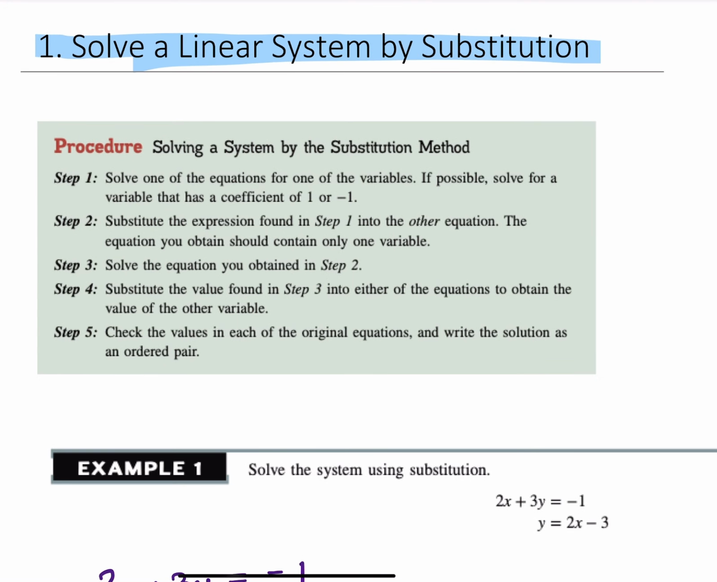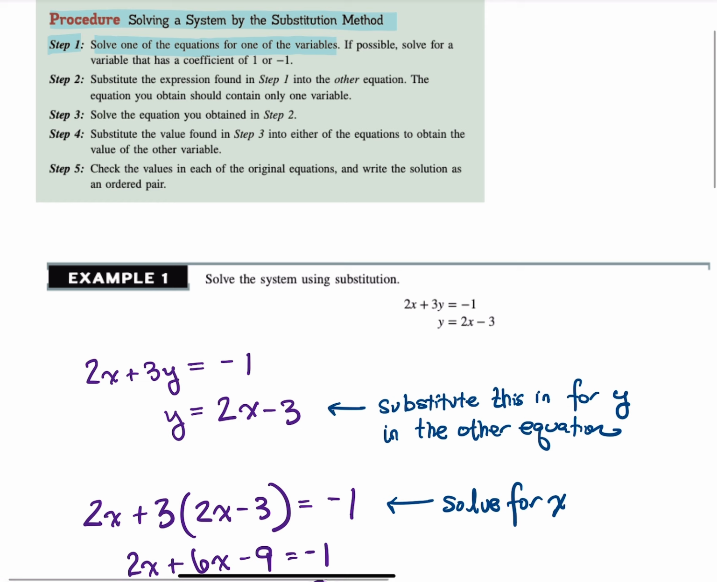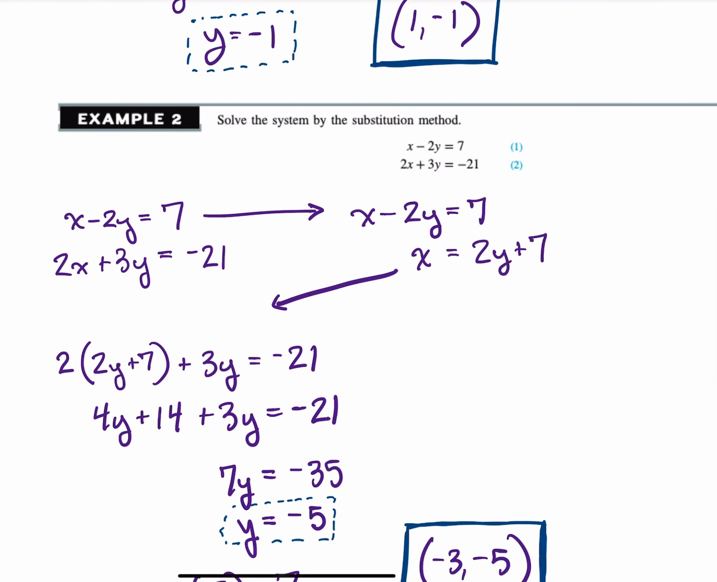So to solve a system by substitution, the first step is to solve one of the equations for one of the variables. So we'll look at this first example. In this case, it was already solved for y. And in our second example, we had to do that, so it just takes a couple extra steps. We took one of the equations and solved for one of the variables.